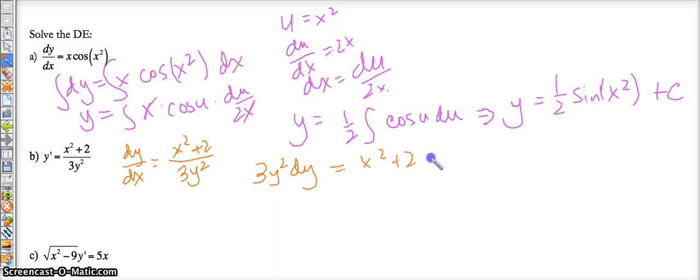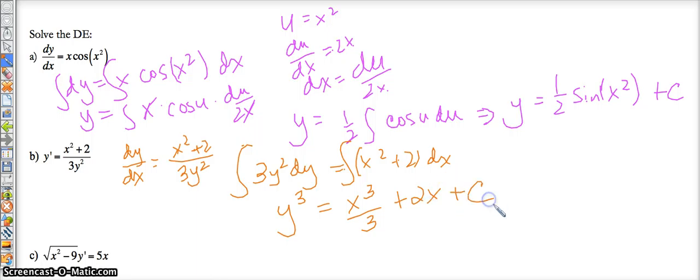Now the dy and the dx definitely need to be at the end, because this is saying you're taking the antiderivative of this side with respect to y, and then over here it's saying you're taking the antiderivative with respect to x. That's why we want them on those ends, okay? So now we know we're ready to integrate. So the antiderivative of 3y squared is just y cubed. And then the antiderivative, this is x cubed over 3 plus 2x plus c.